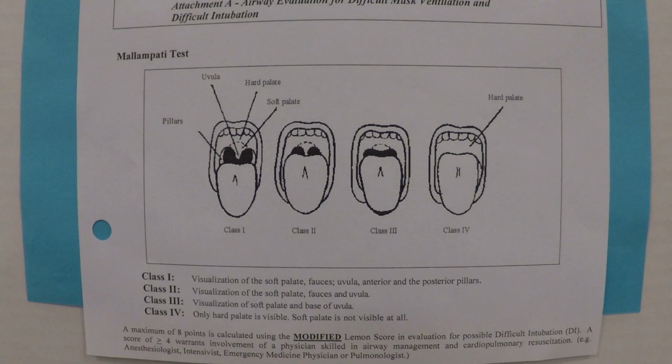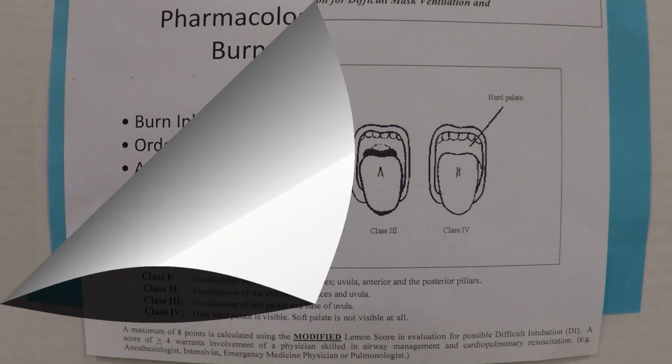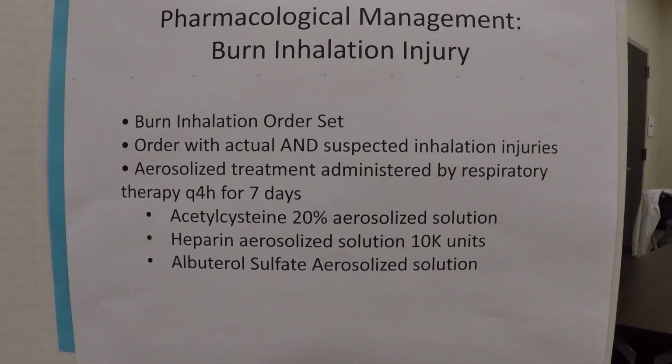The pharmacology management for burn inhalation injury: the burn inhalation order set. You want to order it with actual and suspected inhalation injuries. And you want to have your treatments administered by respiratory therapist Q4 for 7 days. You also want to have your heparin solution. All of these things you need to make sure that you go over with your respiratory therapist, go over the order sets, and make sure that your burn order sets are specific to the patient's needs.